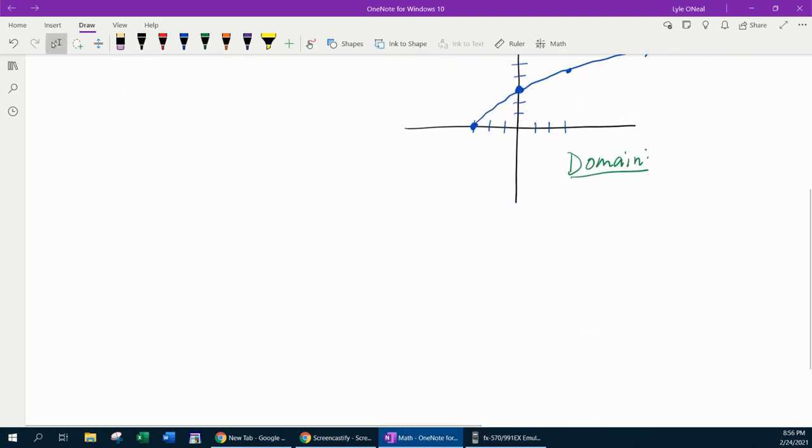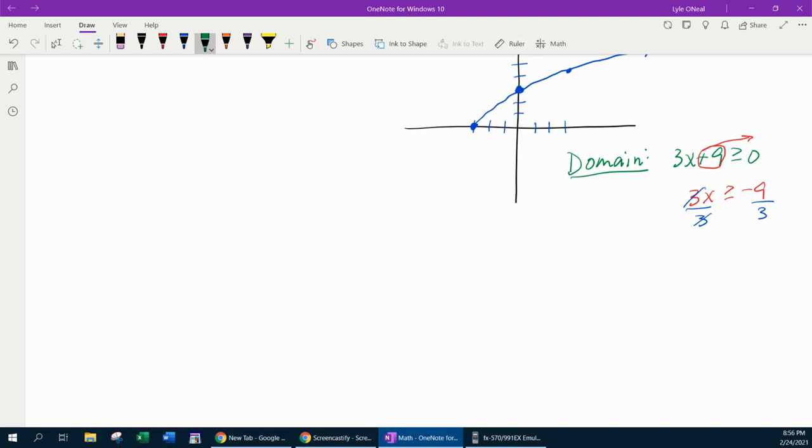So we're going to come down here and we're going to say, okay, 3x plus 9 must be greater than or equal to 0. And then we're going to solve that for x to find the restriction. Moving the 9 over, 3x greater than or equal to negative 9. And then divide both sides by 3.